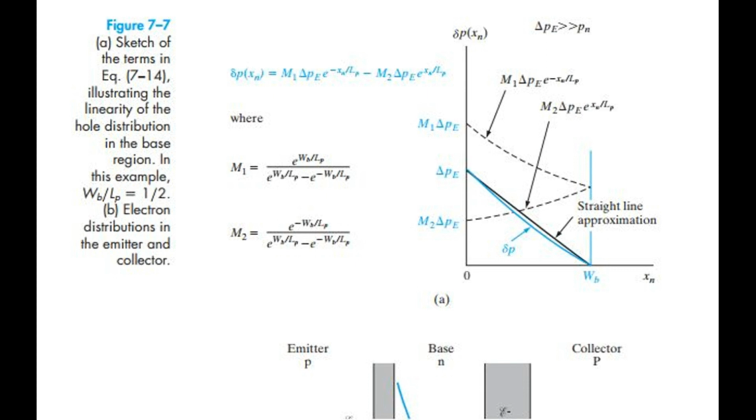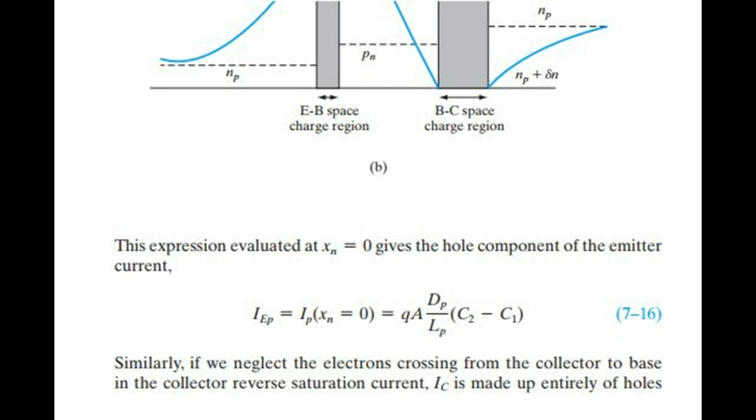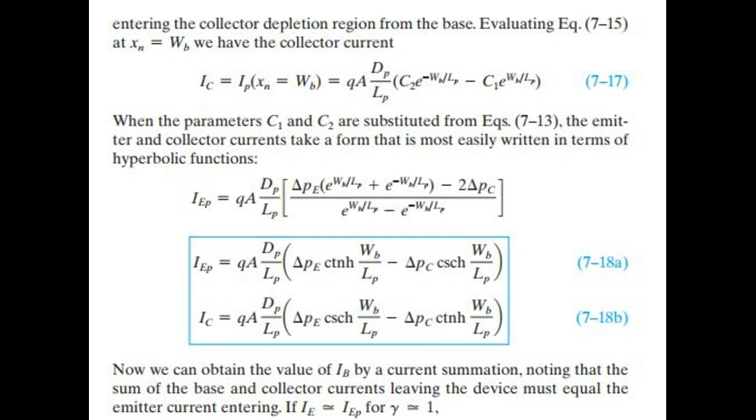This expression evaluated at x_n equals 0 gives the hole component of the emitter current. Similarly, if we neglect the electrons crossing from the collector to base in the collector reverse saturation current, I_C is made up entirely of holes entering the collector depletion region from the base. Evaluating Equation 7-15 at x_n equal W_B, we have the collector current. When the parameters C1 and C2 are substituted from Equations 7-13, the emitter and collector currents take a form that is most easily written in terms of hyperbolic functions.